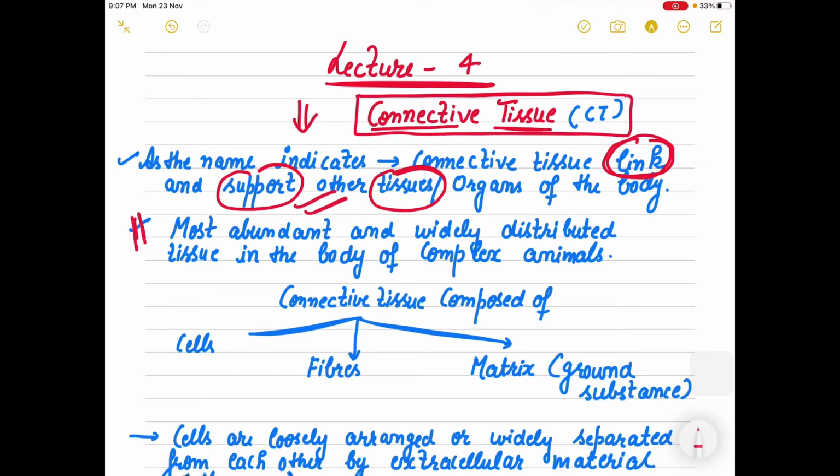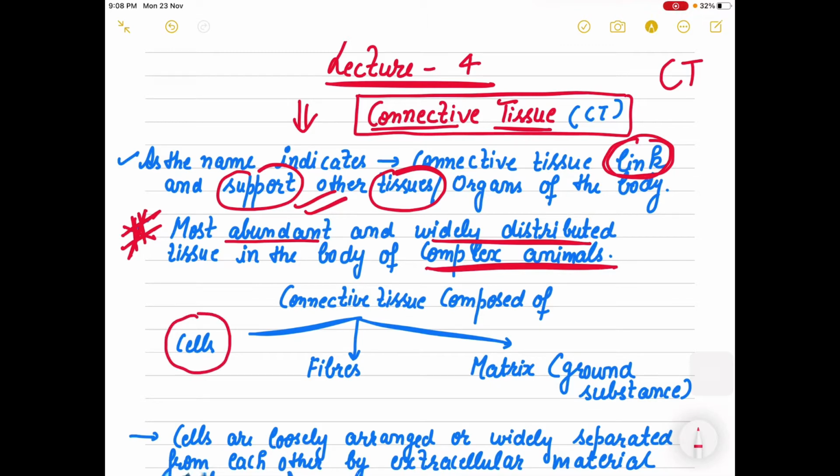And the most important point about this tissue is that it is the most abundant and widely distributed tissue in the body of complex animals, and it is written as CT. It contains three things majorly: cells, fibers, and a ground substance which is known as matrix.